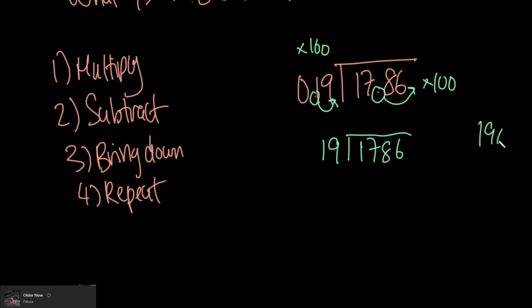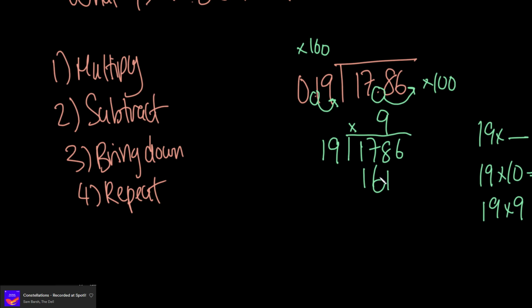So 19 times something equals 178. Well, we know that 19 times 10 equals 190, so I can do 19 times 9, because that's the next closest number. Let's put a 9 here. This is multiplying. 9 times 9 is 81, so we have 1 and carry the 8. 9 times 1 is 9, plus 8 is 17.